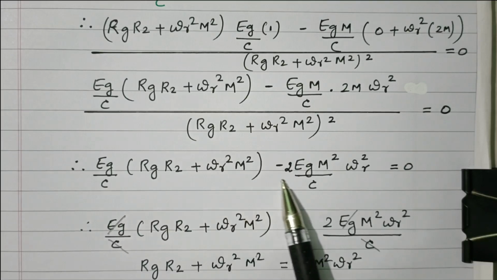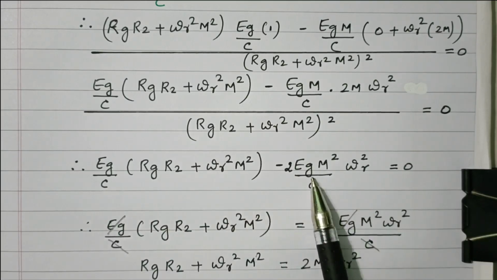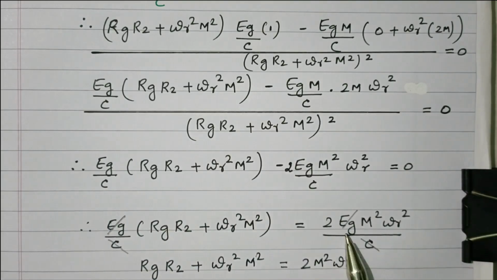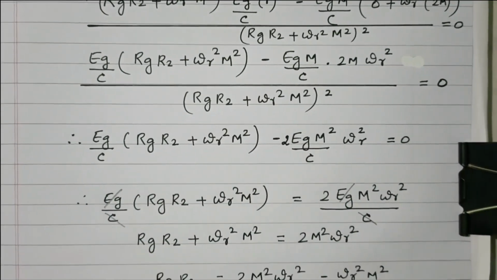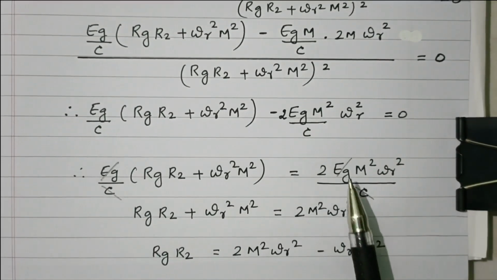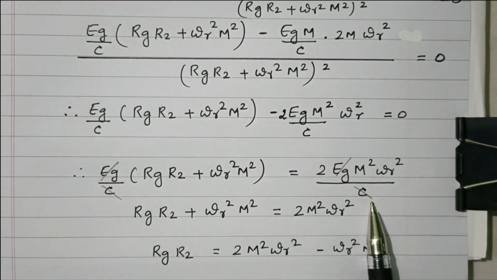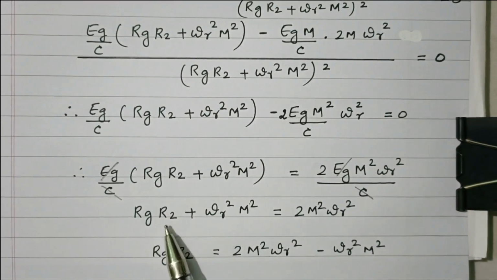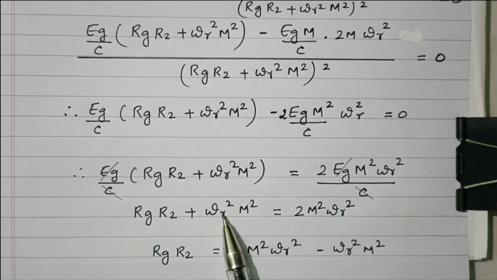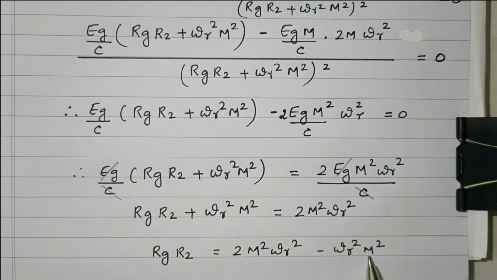So after that we got this expression. Bring this term that side, so that negative becomes positive, it becomes plus. Now Eg is available on both the sides, C is also available on both the sides, so they got cancelled. Rg R2 plus omega R square M square equal to 2M square omega R square. So these two terms are very similar, so bring this term that side so that it becomes negative. So 2 times M square omega R square minus 1 times omega R square M square, so it becomes 1 time. Right? I will go for the further simplification.